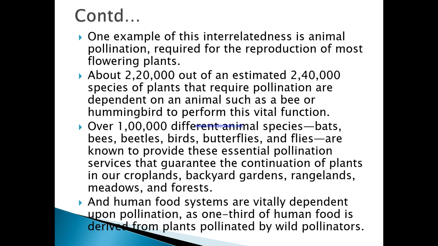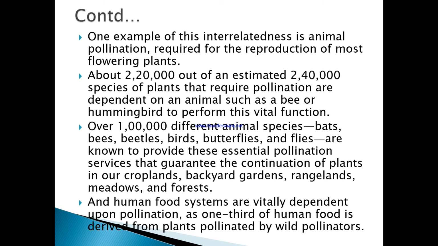So let's go ahead. One example of this interrelatedness is the animal pollination required for the production of most flowering plants. About 220,000 out of an estimated 240,000 species of plants that require pollination are dependent on an animal such as a bee or hummingbird to perform this vital function. Over 1 lakh different animal species, bats, bees, beetles, birds, butterflies, and flies are known to provide these essential pollination services that guarantee the continuation of the plants in our croplands, backyard gardens, rangelands, meadows, and forests.